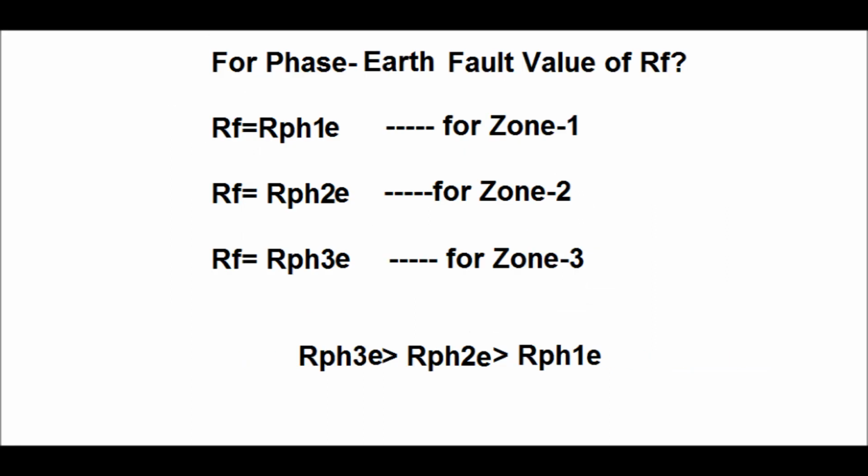Now due to infeed factor for different zones, here also the resistance reach given for phase 2 earth fault for zone 3 should be greater than that provided in zone 2, which should be greater than that provided in zone 1. That is, R3 phase 2 earth should be greater than R2 phase 2 earth, which is greater than R1 phase 2 earth.